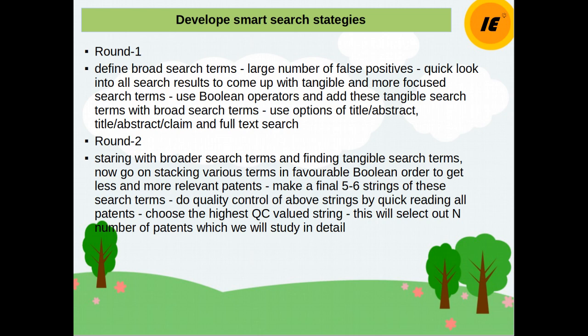Here you again have to read everything and decide whether a certain patent is relevant to you or not. If it is relevant, you give a score of 1, and if it is not, you give a score of 0. In this way you develop a quality control process. In the next step you choose the particular string among those 5 or 6 for which the quality control value is good. That is for only one database.